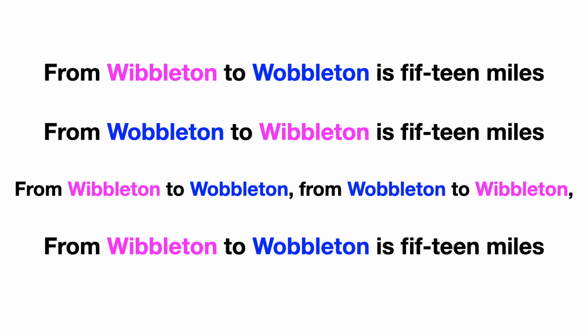Well, let's get started learning this fun poem and game. Listen to it as I say it, and be ready to tell me which two phrases are the same. See, there are 4 phrases. 2 of them are the same. Here's how it goes. From Wibbleton to Wobbleton is 15 miles. From Wobbleton to Wibbleton is 15 miles. From Wibbleton to Wobbleton, from Wobbleton to Wibbleton, from Wibbleton to Wobbleton is 15 miles.